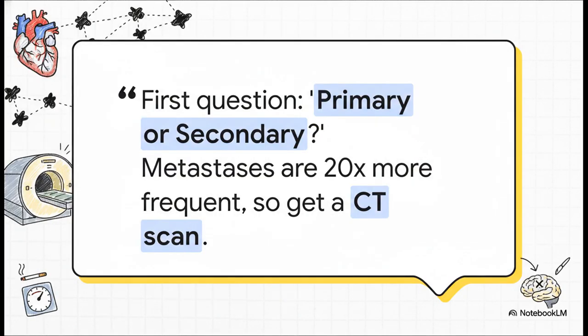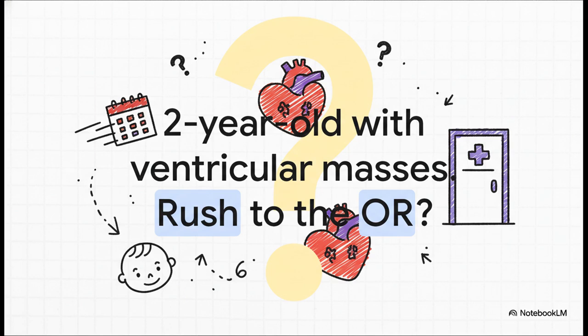The first question is, primary or secondary, Dr. Collins? While myxoma is the most common primary tumor, secondary metastases are 20 times more frequent. So if the patient has weight loss or a smoking history, the next best step is a CT of the chest, abdomen, and pelvis to look for a primary cancer. If those are clean, we assume it's a primary myxoma and move to surgical resection to prevent a stroke. Exactly right. You always have to rule out the most common thing first, and that's secondary cancer.